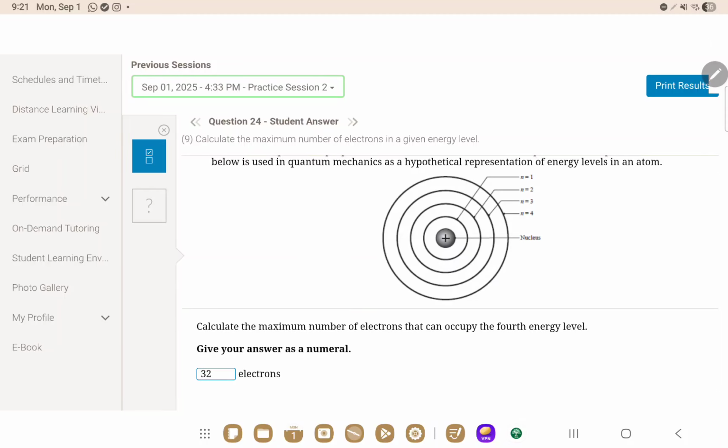Now, let's move on. Here they asked us to calculate the maximum number of electrons that can occupy the 4th energy level. When they want the maximum number of electrons, we know the formula, 2n squared. They didn't ask for orbitals. If they asked for orbitals, it would be only n squared. So 4th energy level, so n equals the energy level. So 2 times 4 squared. 4 squared is 16. 16 times 2 is 32. So the maximum number of electrons that can occupy the 4th energy level, which is F, is 32 electrons. Moving on.